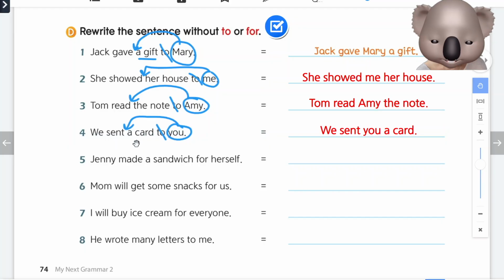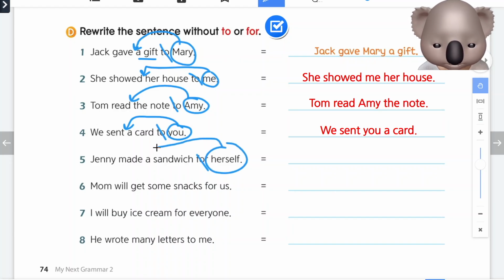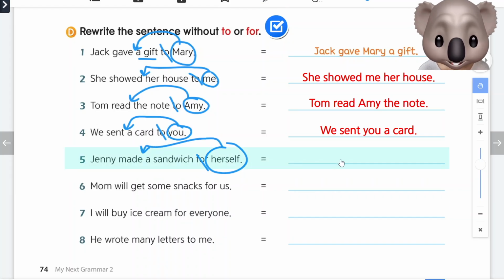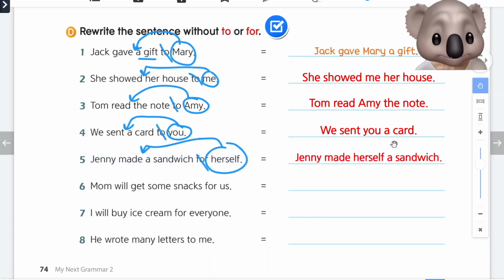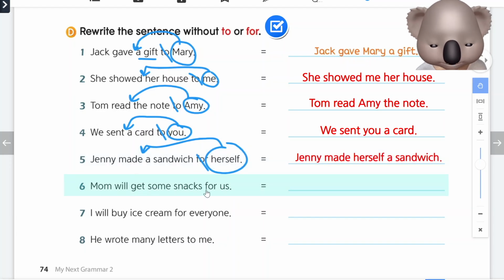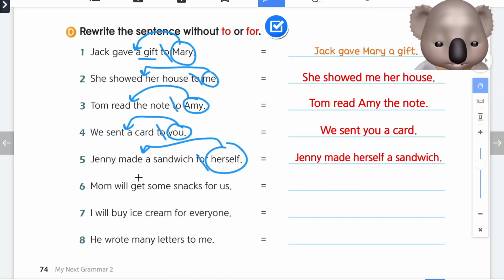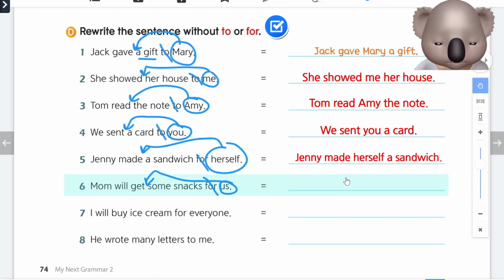Number 5. Jenny made a sandwich for herself. 일단은 what's our verb? Made. Good. for를 없애지고 herself를 made 뒤에 붙여서 Jenny made herself a sandwich. Number 6. Mom will get some snacks for us. Our verb is get. 그러면 for를 없애지고 us는 get 뒤에 붙여서 Mom will get us some snacks.